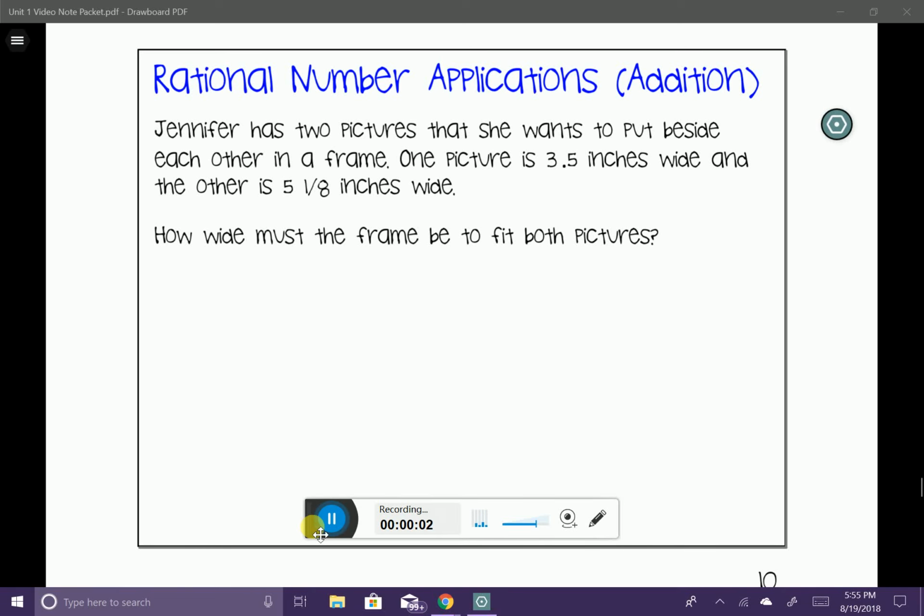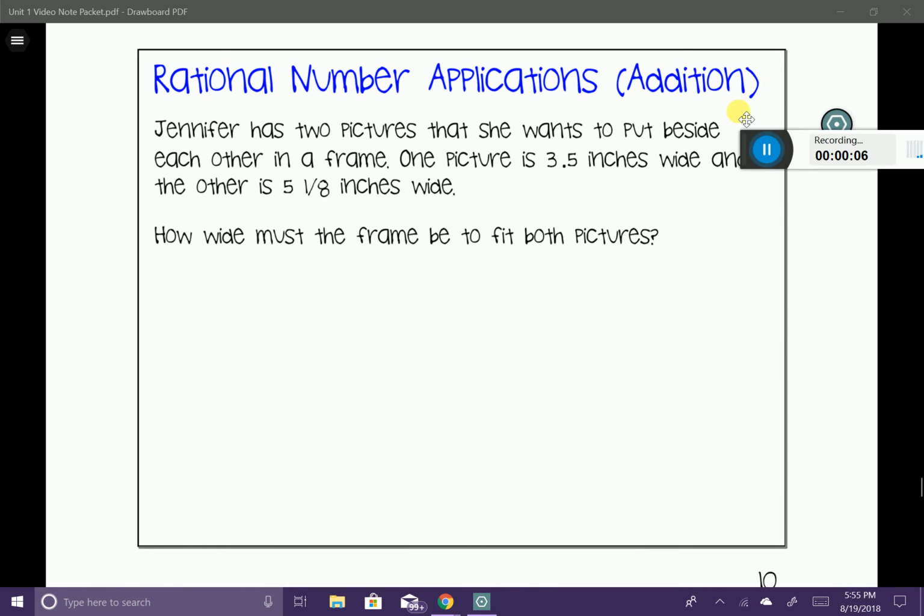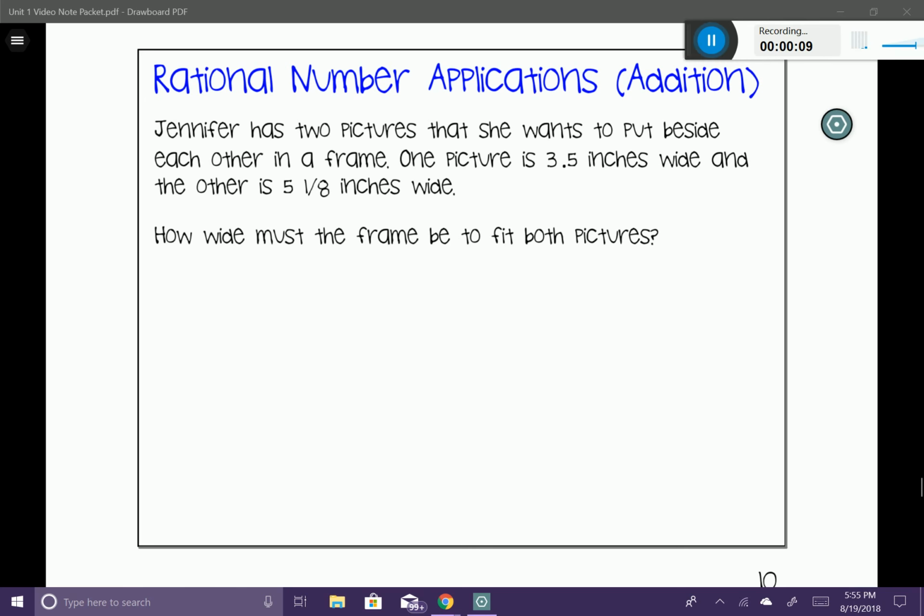In this lesson, we're going to take our understanding of operations with rational numbers and do some application problems. I'm going to show you one example using each of the four operations. So in this first one, we're going to be using addition. Let's go ahead and read it.